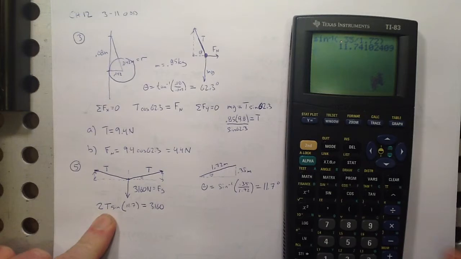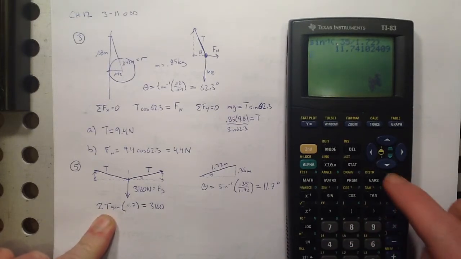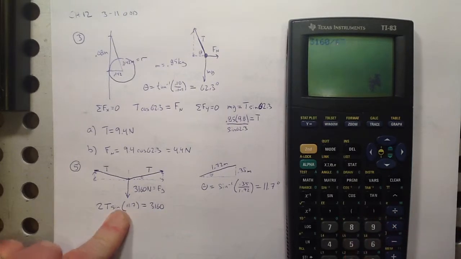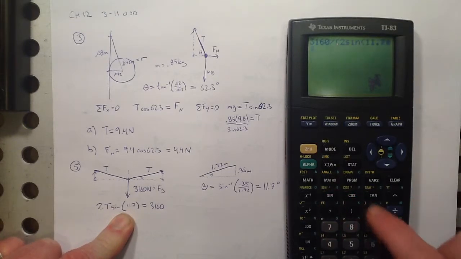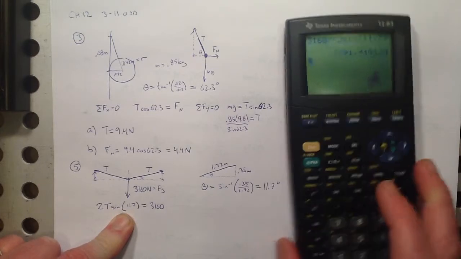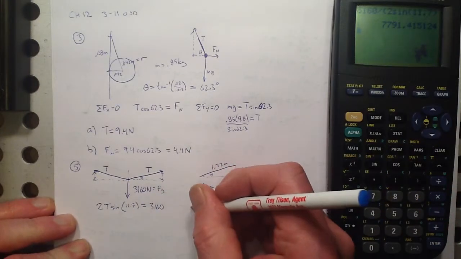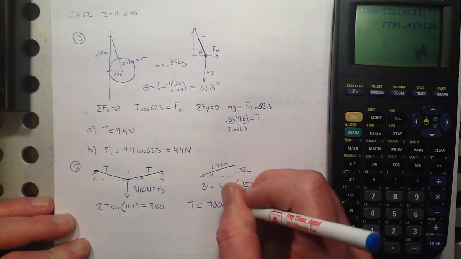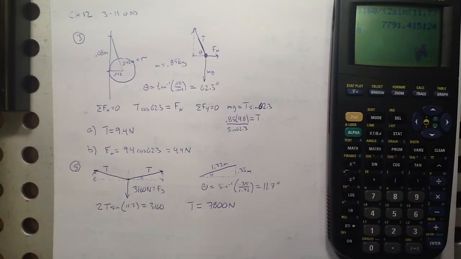So if I want to know tension, the tension is 3160 divided by 2 times the sine of 11.7. So the tension is about, to 2 sig figs, 7,800 newtons.